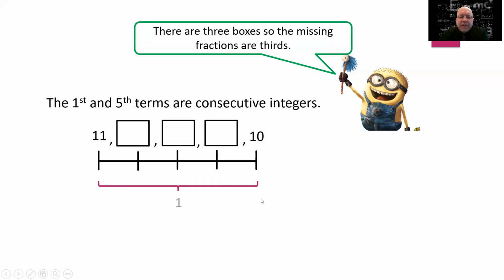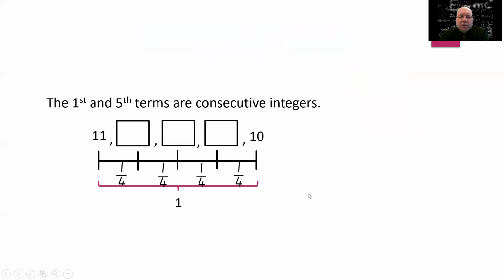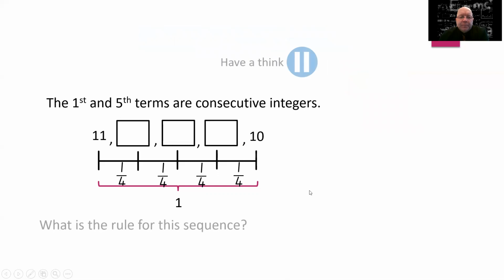Now, if there are 4 steps, then it's not thirds, it is quarters. Okay, so each step is a quarter. So he was wrong. Now, what's the rule for this sequence? And what are our missing numbers?